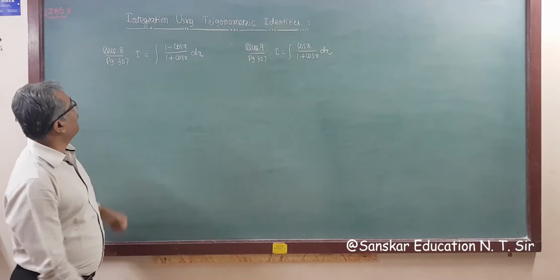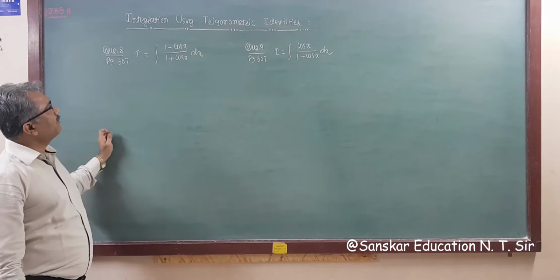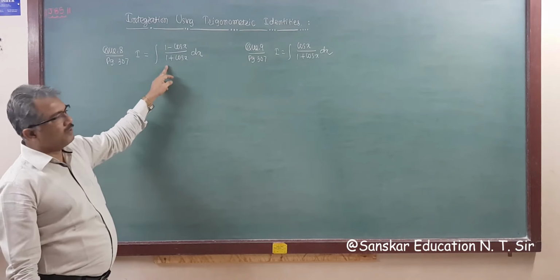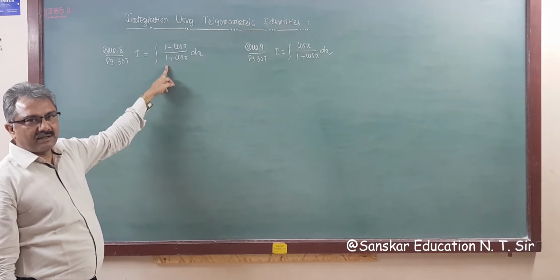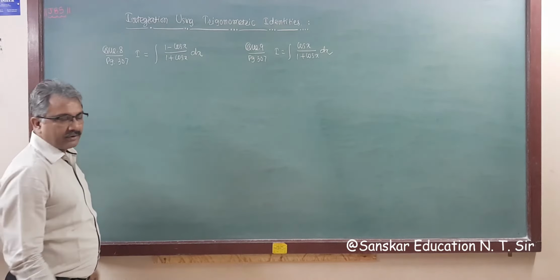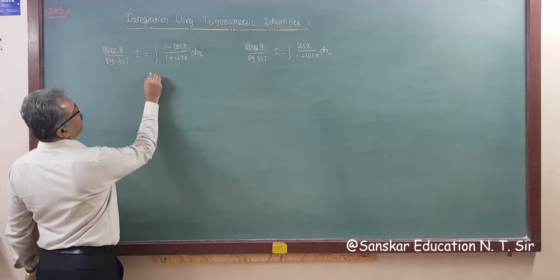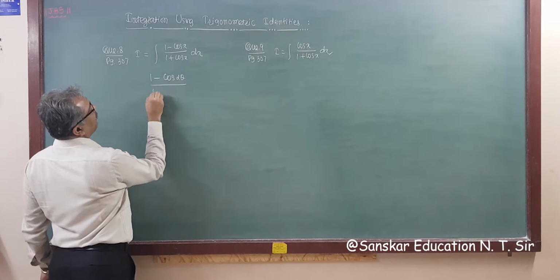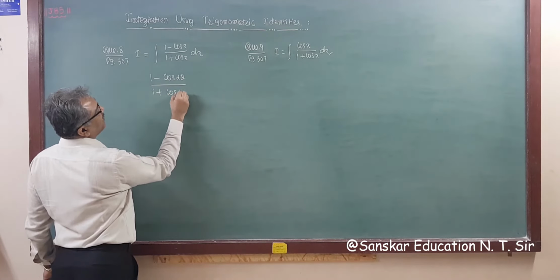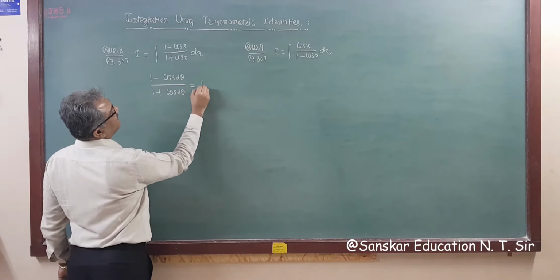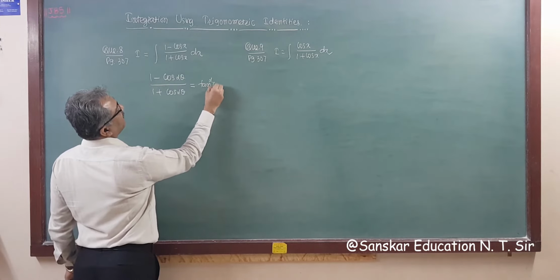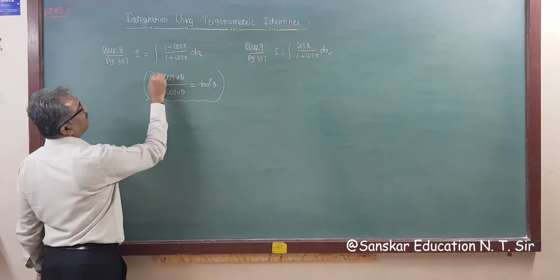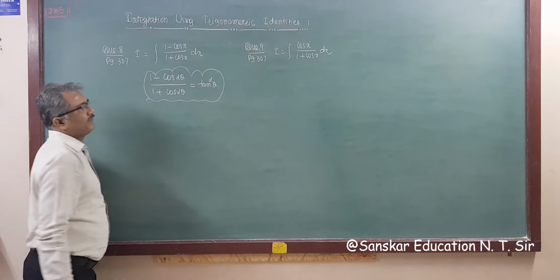Question number 8, page 307. I is equal to the integration of (1 minus cos x) upon (1 plus cos x). This is a standard form: (1 minus cos 2 theta) upon (1 plus cos 2 theta), and the answer will be tan square theta. This is your standard formula, right?